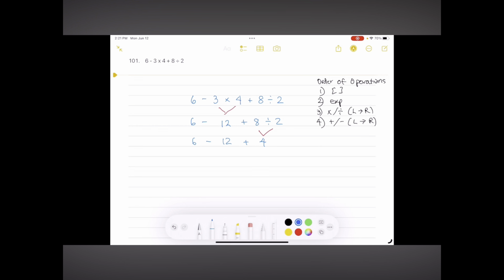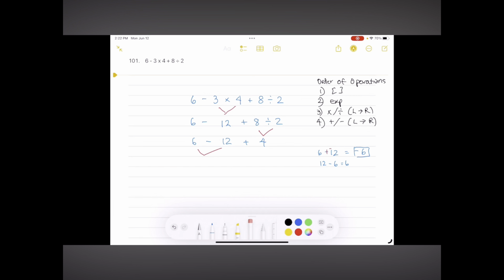Now we're looking at 6 minus 12 plus 4. We work from left to right, so 6 minus 12. When we're subtracting integers, we add the opposite. So now we're looking at 6 plus negative 12. When we're adding integers with opposite signs, we treat it as a subtraction problem. The number with the larger absolute value gives its sign, so the answer is negative 6.